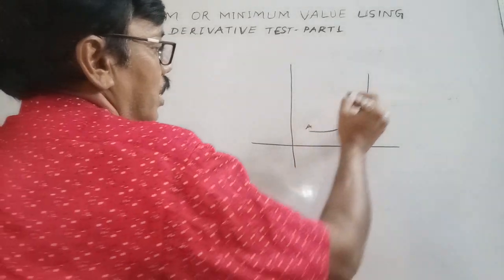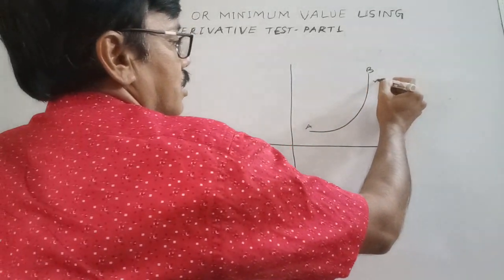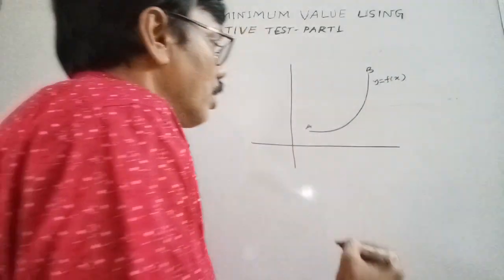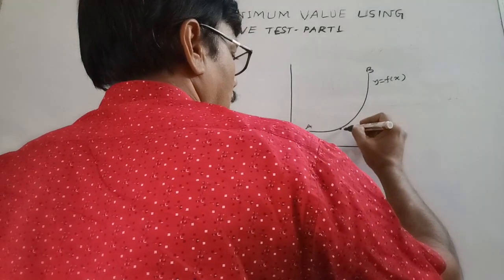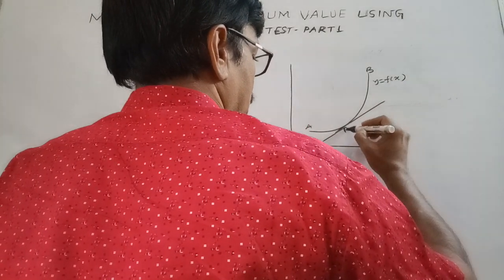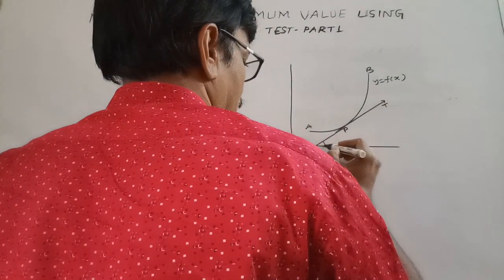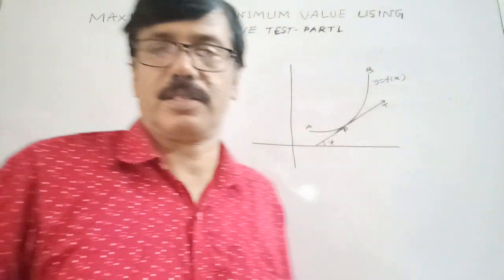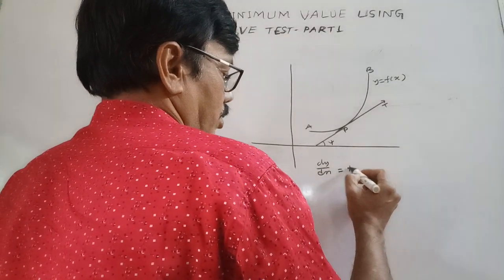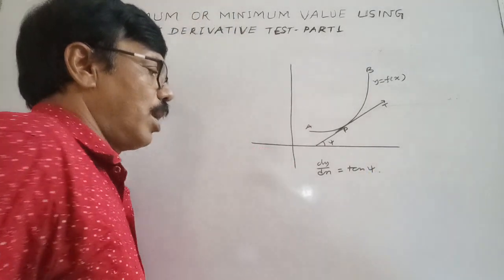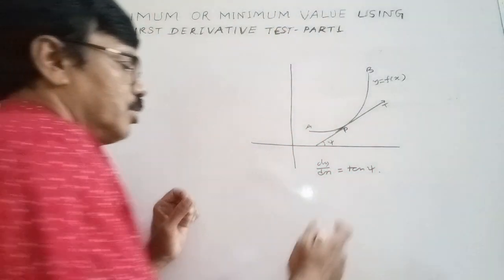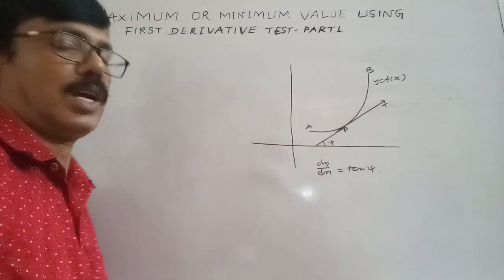So look, this is y equals f(x). It is any curve. P(x, y) is any point on the curve, and PT is the tangent, and the tangent makes an angle psi with the x-axis. So what is dy by dx? dy by dx equals tan psi. So dy by dx represents slope of tangent at P(x, y).